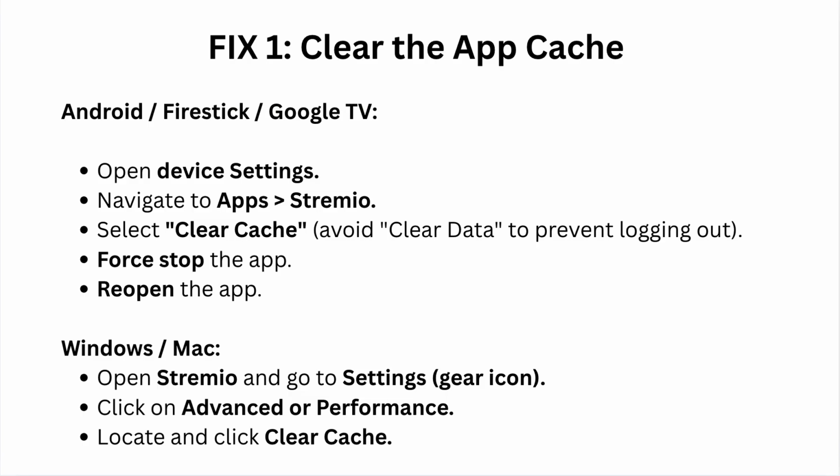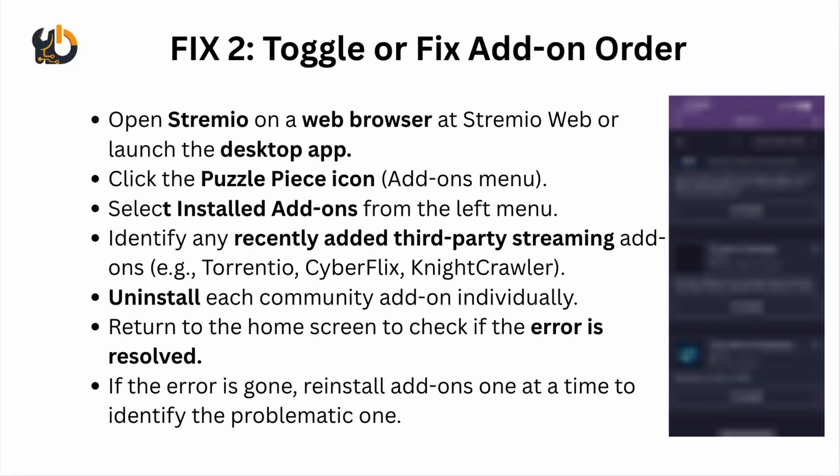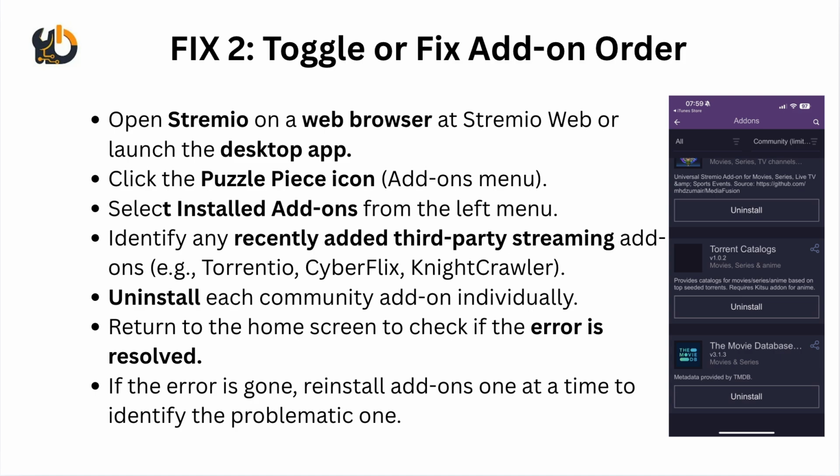In Android, Fire Stick and Google TV, open device setting, navigate to apps, then Stremio. Select clear cache, then force stop the app, reopen the app. In Windows and Mac, open Stremio and go to setting, gear icon, click on advanced or performance, locate and clear cache. Second fix is toggle or fix add-on order.